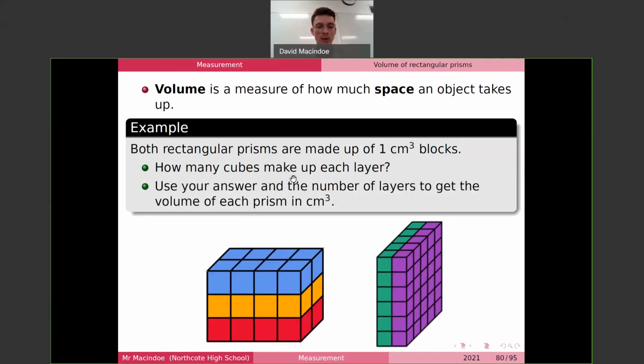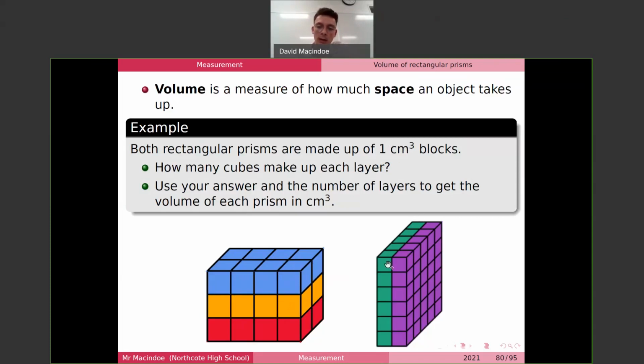So if we want to work out how many cubes make up each layer, well, it's pretty obvious, say on this one, the top, you've got 2, 4, 6, 8 blocks for that top layer, and you've got 3 layers. So we've got 8 on the top, 3 layers. What would that be? It'd be 24 blocks, right? So it'd have a volume of 24 centimeters cubed. That's how much volume it takes up, right? So centimeters cubed, one of our units of volume.